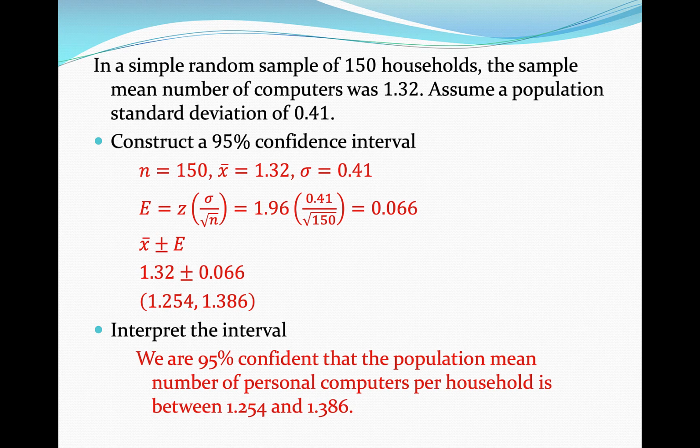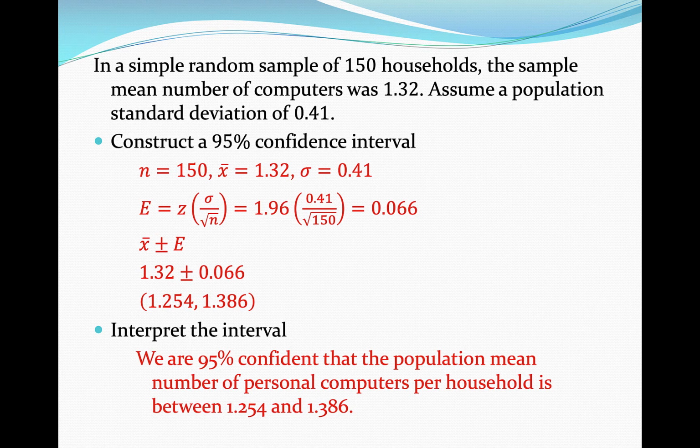So I will always write these in the same form. The main thing is that you have those 3 main components in there: how confident you are, talk about the parameter, make sure the parameter is either going to be the population mean or population percentage. It's going to be one of those 2. And make sure you talk about it in terms of the problem. So you'll see here I say the population mean number of personal computers per household, because that's what we're estimating. And then you want to say that is between whatever the values for the interval are, which in this case is 1.254 to 1.386. And that's a confidence interval question.